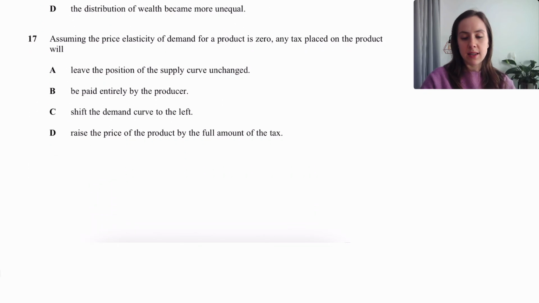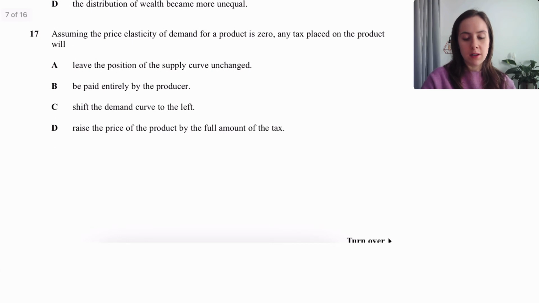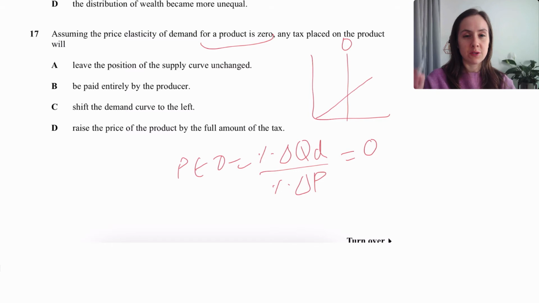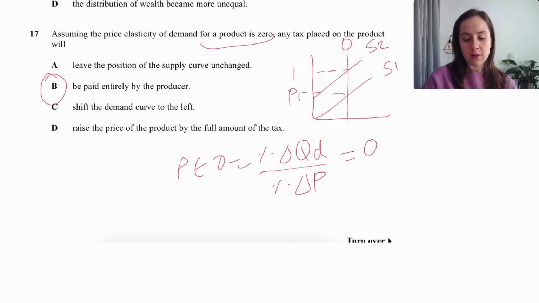The PED is 0. PED equals percentage change in quantity demanded over percentage change in price. Okay, if that's 0, your demand curve looks like this. And if you have a tax, the tax still shifts your supply curve to the left. So S1 is going to S2, and so the price is going to be increasing from P1 to P2.